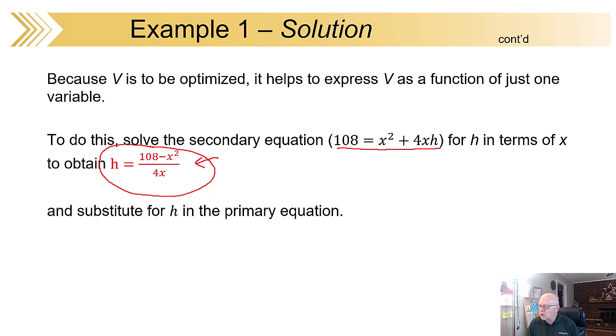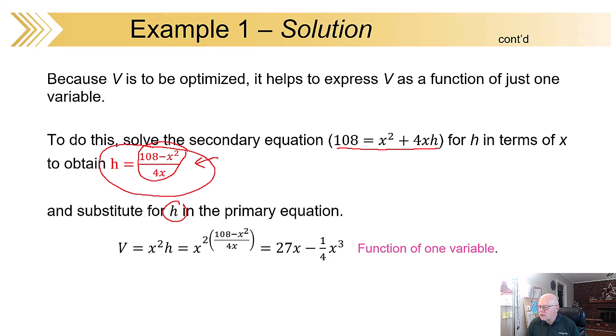Now what we're going to do is take h, which is the same as this, and put it in the primary equation by substituting. So here's the primary equation. One too many variables, you might say. And we're going to replace h by (108 minus x squared) over 4x. And there you go. Simplify that a bit. And this is another way of writing the volume, taking into account how much surface area we have and how it's calculated.